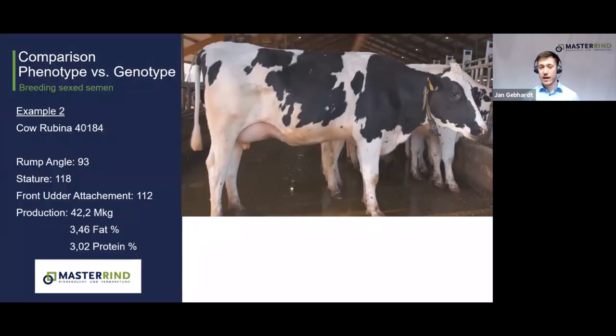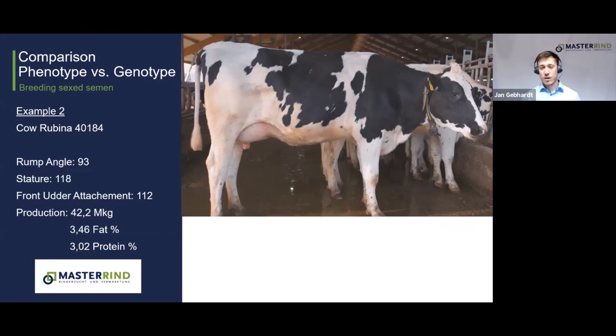Our second cow is a young cow. They usually breed young cows to sexed semen as well. This cow is a Silver daughter, and one of many at the Backhaus family. They nearly have 20 Silver daughters milking right now, and more are coming. So this is one of the first ones you will see here. Her rump angle was 93, a little bit higher, but you can see in the picture already it's not significantly high. One standard deviation is usually 12, and this is half a standard deviation. So with 93, 100 minus 6 or 7 is not much, so it has not the biggest influence on her rump angle.